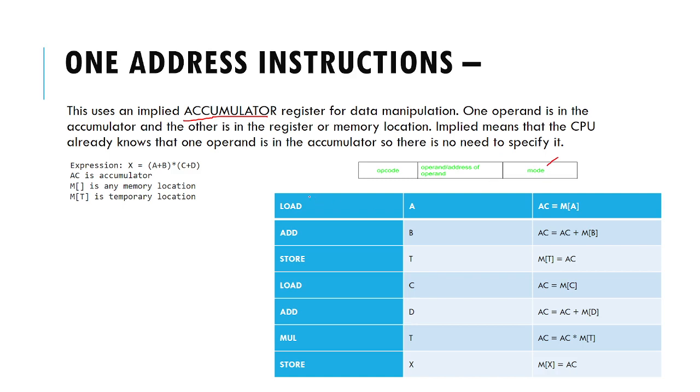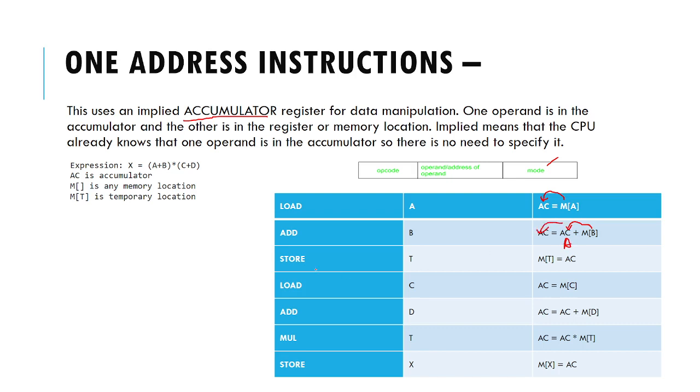Now we have to load A. Here we are loading A, where? To the accumulator. Automatically it will be inserted to the accumulator. Next, add B. We are adding B to this accumulator because this accumulator contains the operand A. A plus B will be stored inside the accumulator.